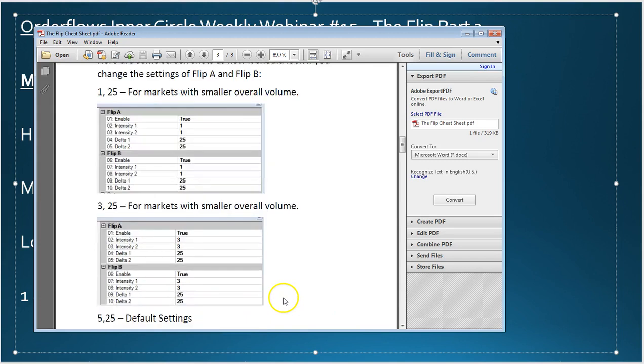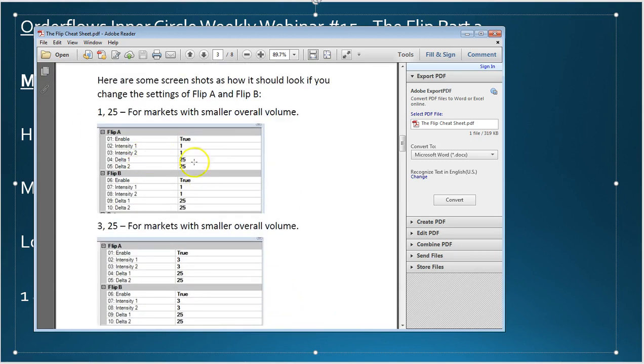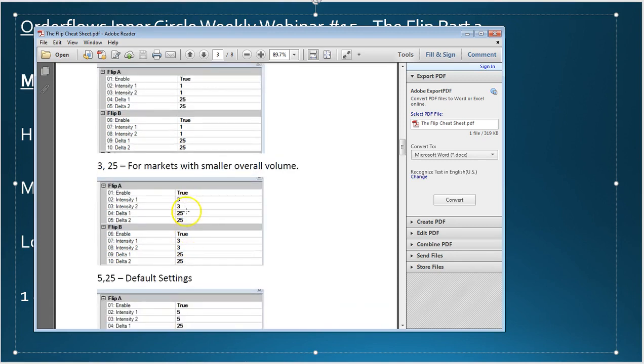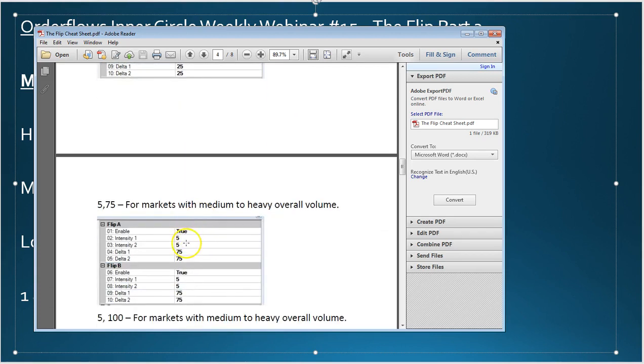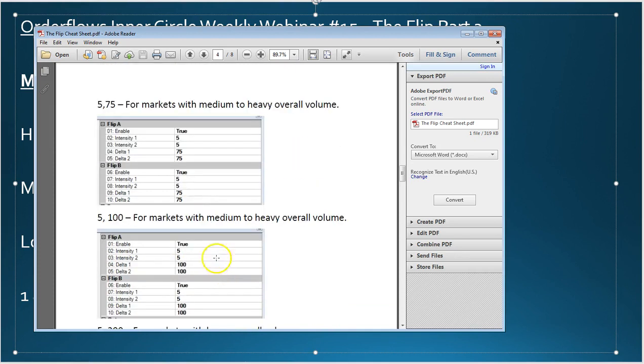So, for example, 1 and 25, this is how it would look: 1, 1, 25, 25. 3 and 25 would be 3, 3, 25, 25, 3, 3, 25, 25. 5 and 25 is the default. 5 and 75 is how it looks: 5, 5, 75, 75. And 5 and 100 is 5, 5, 100, 100.